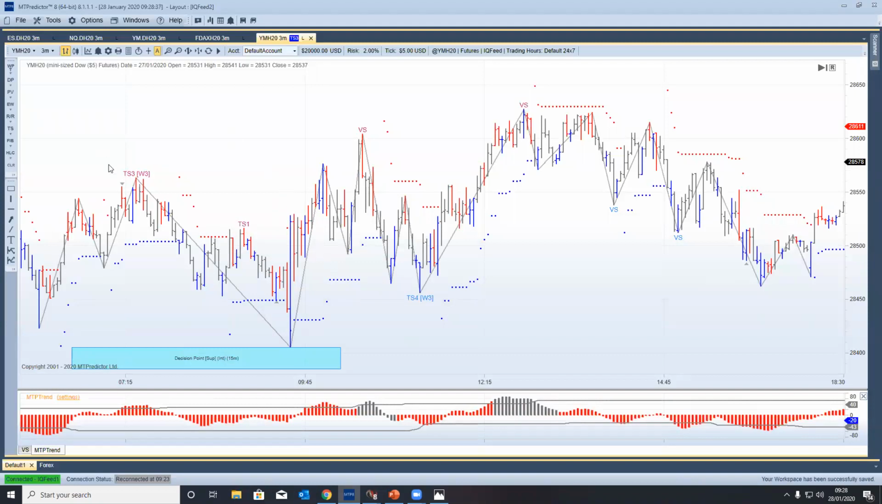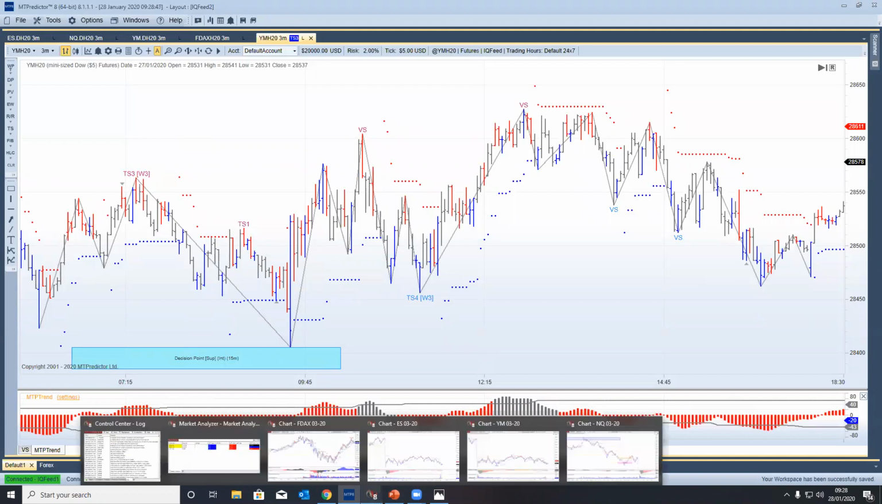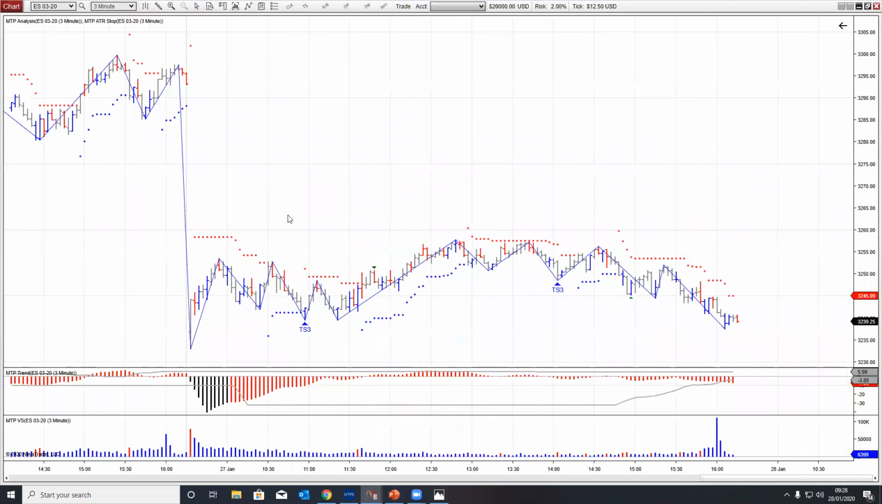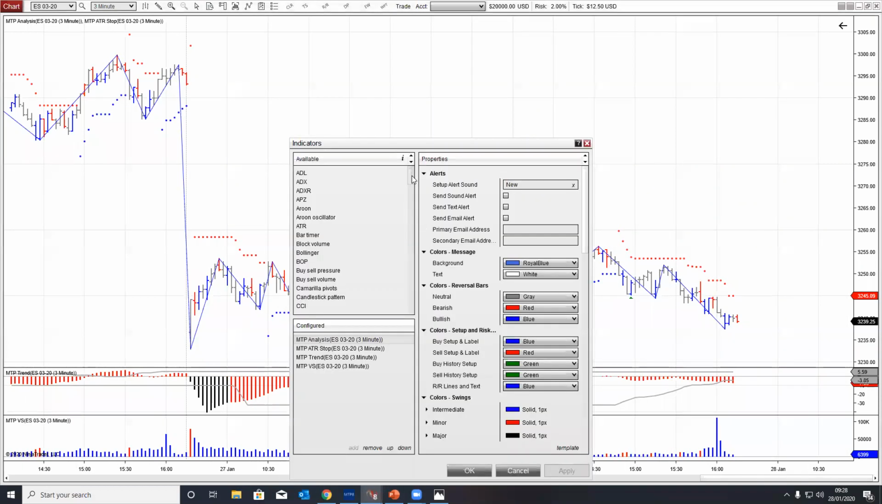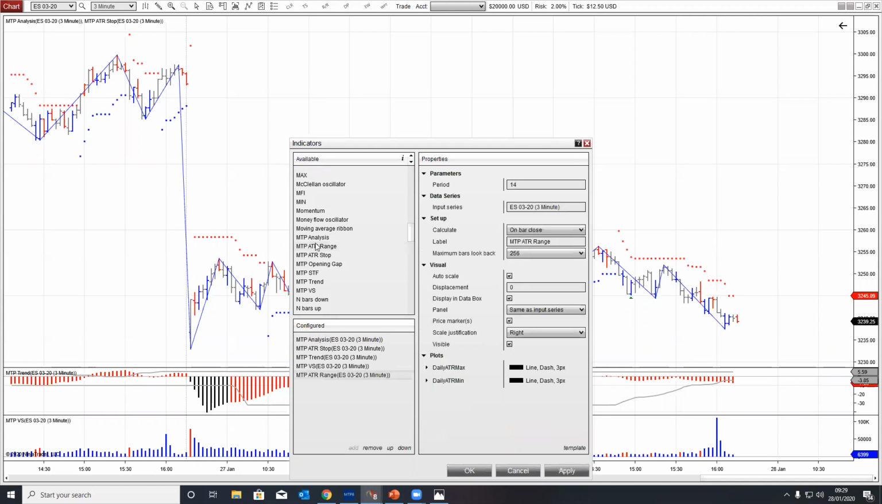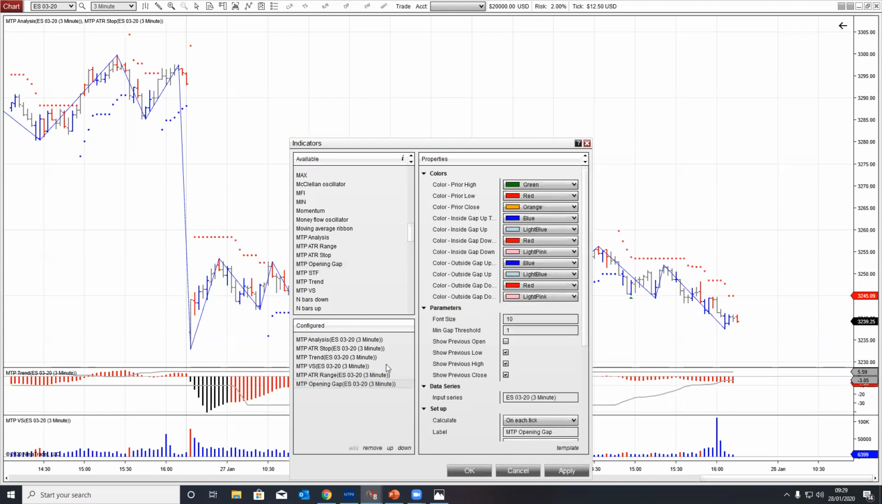Right, got a quick question now from Randolph on the ATR, the daily ATR range, and I'll go back to NinjaTrader for this. So if I right mouse click in NinjaTrader, I come down to indicators, and where's MTPredictor? It's our ATR range, and that also goes along with our MTP opening gap, which is that one. So I'll put those two on. So it's the MTP ATR range and opening gap.